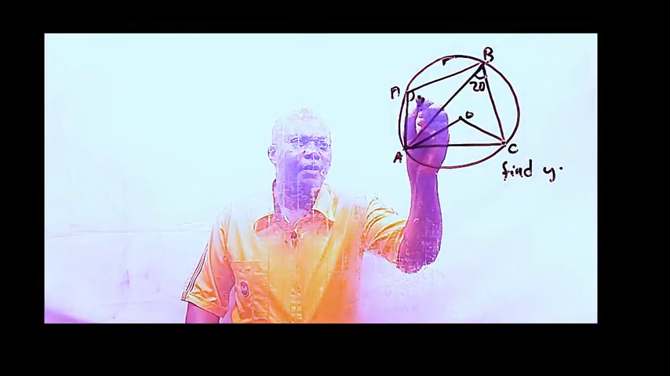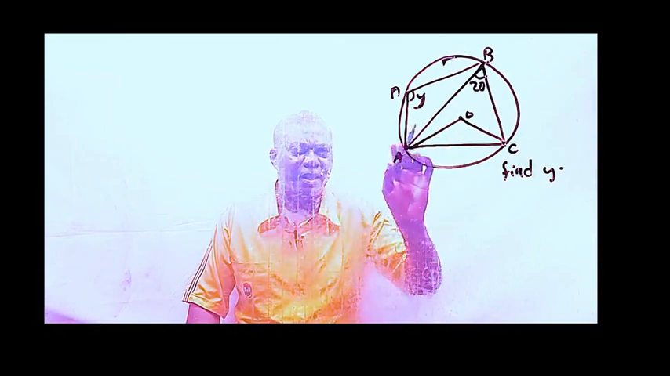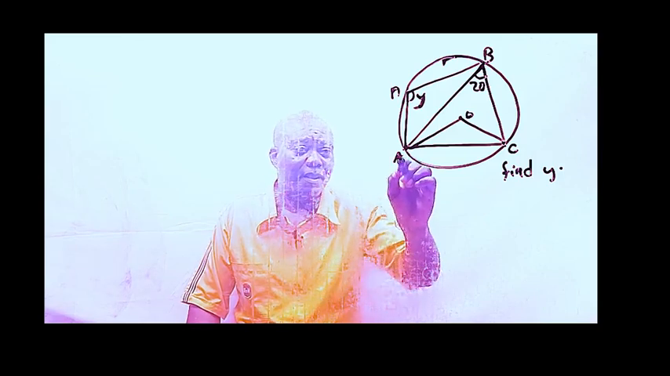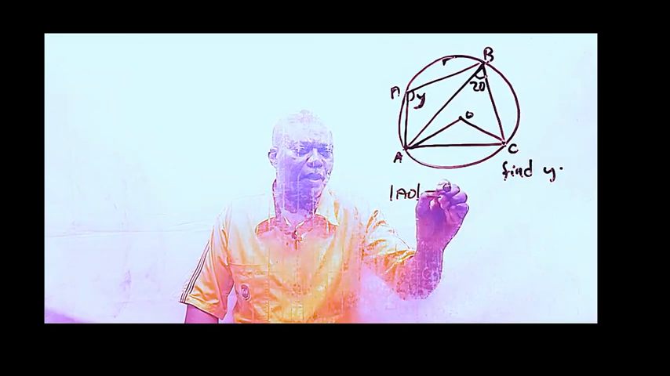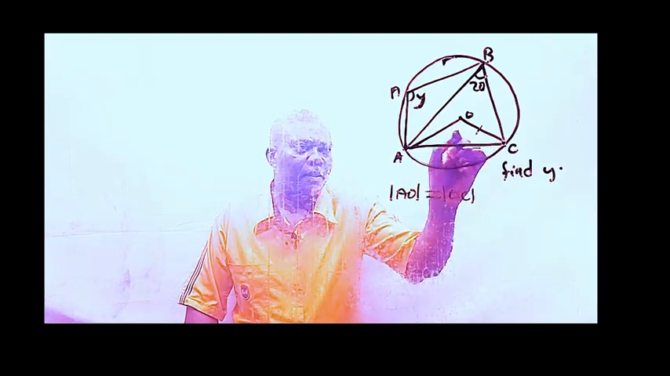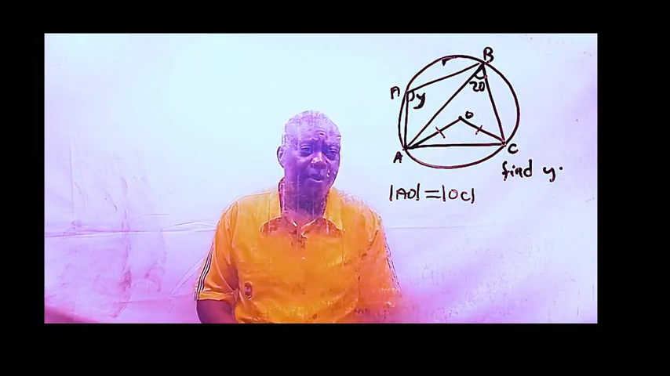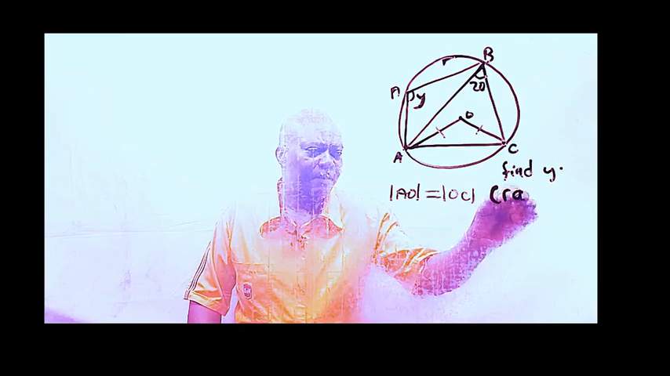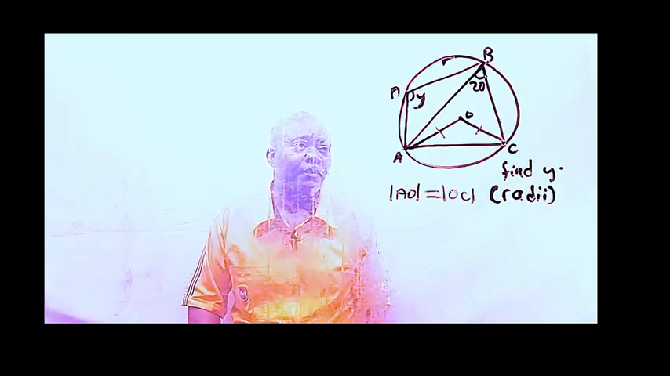Angle y here, this y. Remember, O is the center of the circle. That means line AO is equal to line OC. This line. The reason is this one is a radius, they're all radii. So the reason we gave is radii. Radii is the plural of radius.